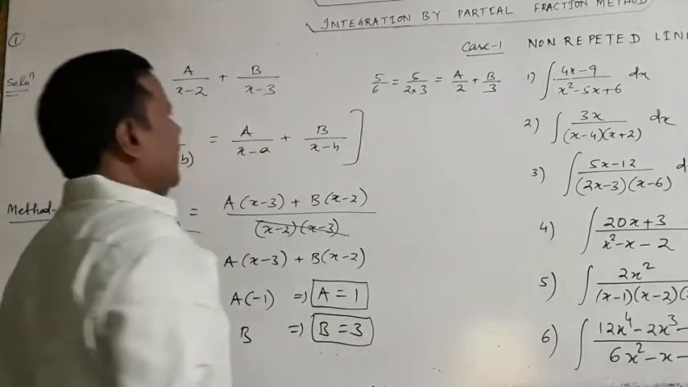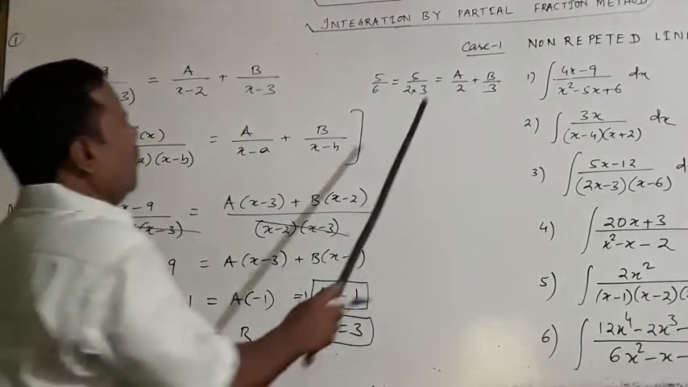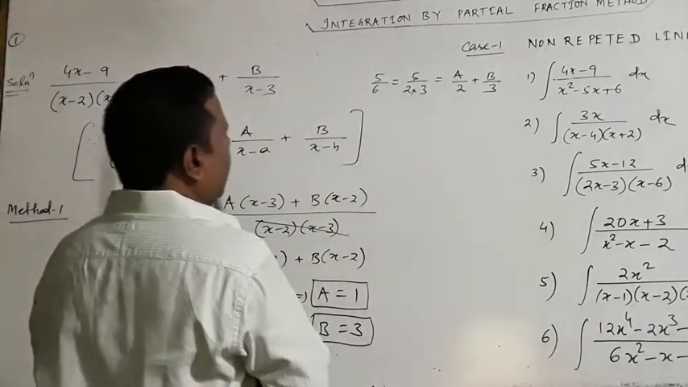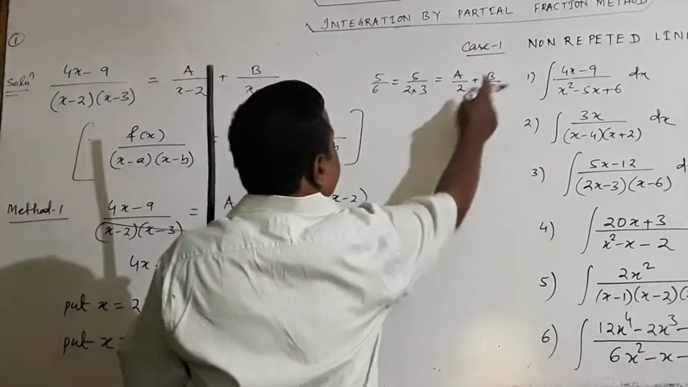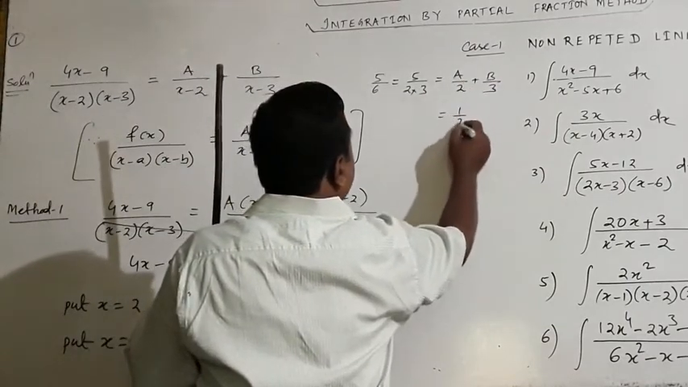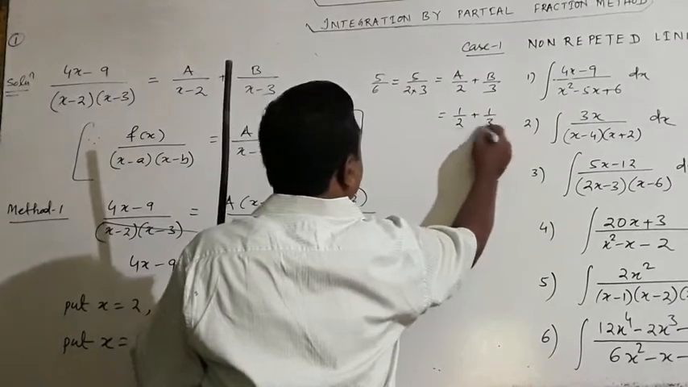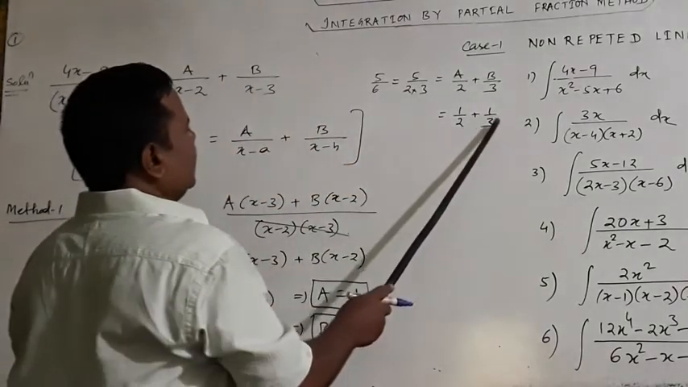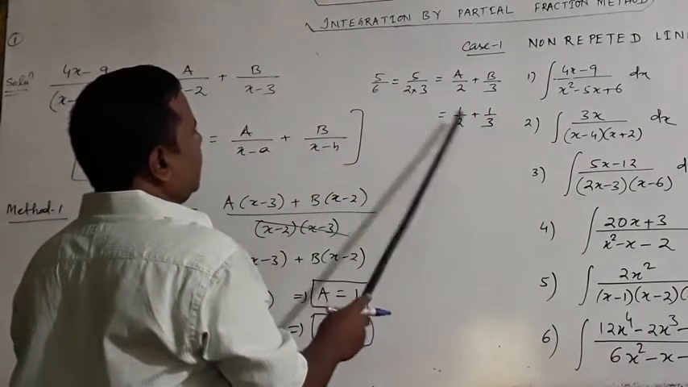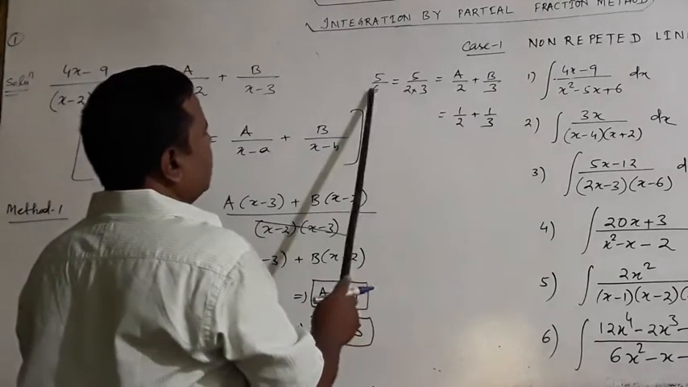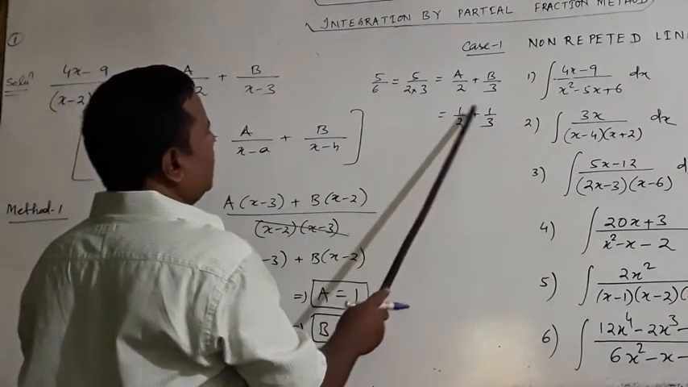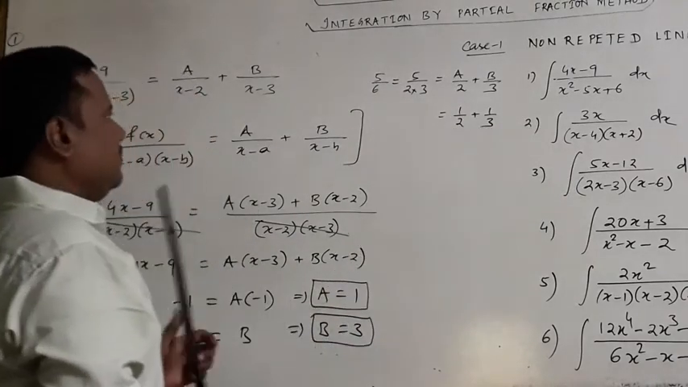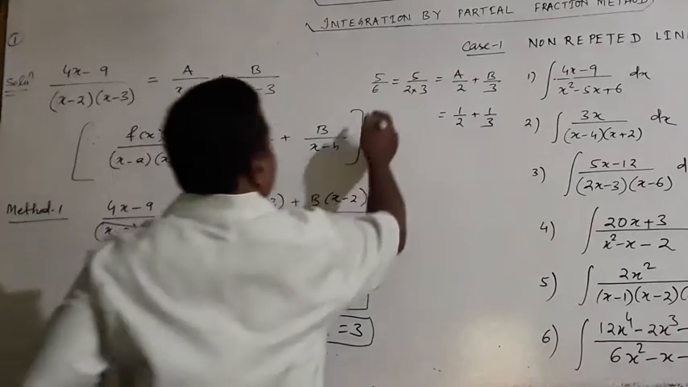Then I am asking you, what is a and what is b? We have to find that. It is naturally 1 by 2 plus 1 by 3. Tell me how? If you take the LCM, the denominator becomes 6, and you add 3 plus 2. Okay? This is the method. This is the partial fraction.